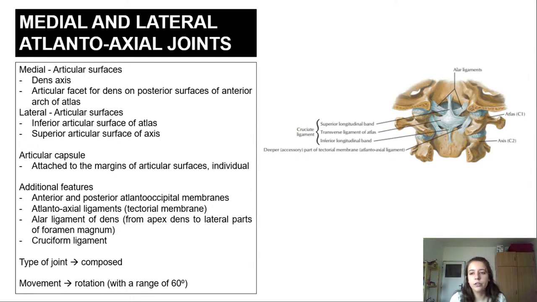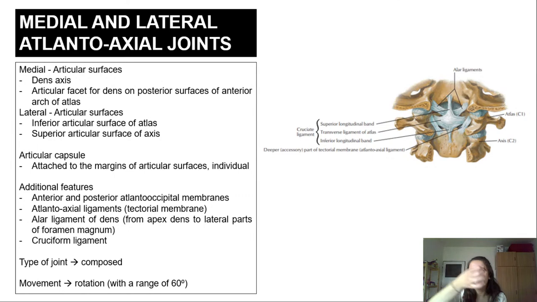Additional features, what ligaments can we see here? What membranes can we see here? So we're going to have the anterior and posterior atlanto-occipital membranes, as we had in the previous one. We're going to have the atlanto-axial ligaments here. So it's going to join the body of the axis to the atlas diagonally. And then we have the alar ligament. You can see it here. The alar ligament goes from the apex of the dens to the lateral parts of the foramen magnum.